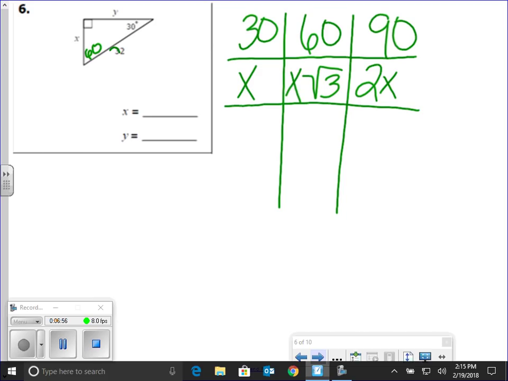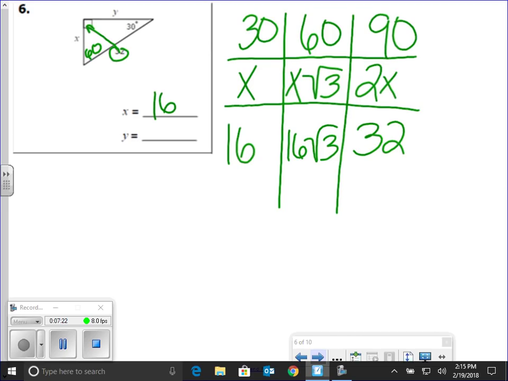We have 32, which is across from the 90-degree angle, so we know that's the hypotenuse. So they gave us 32. So if I divide that by 2, I can get x, which is 16. And then to get the long leg, it's just 16 square roots of 3. 16 times the square root of 3. So we know the short leg, which is x, is 16. And y, which is the long leg, is 16 square roots of 3.